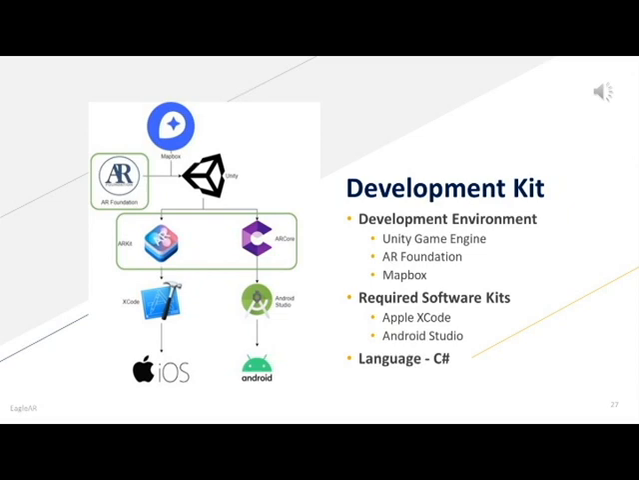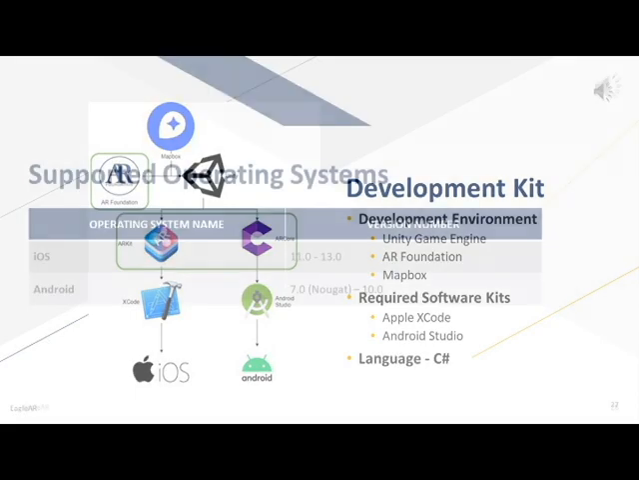It automatically exports the code whether to iOS, which would be the ARKit, and to Android, which is ARCore. In order to use our development environment, we had two required software kits, which is Xcode for iOS and Android Studio for Android. And since we used the Unity game engine, this enabled us to use the C# language, which is built to help game development.